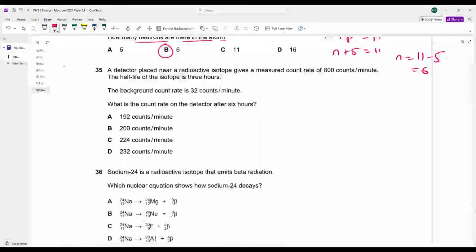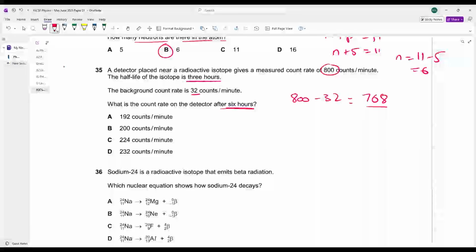A detector placed near a radioactive isotope gives a count rate of 800 counts per minute. The half-life of the isotope is 3 hours. The background radiation is 32. What is the count rate on the detector after 6 hours? तो बेटा 800 में से आप 32 माइनस कर दो. What will be your answer? 800 minus 32. This is your actual reading. ये आपकी actual reading है of count rate. Actual count rate. Now what will you do?